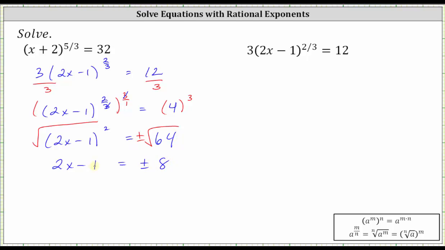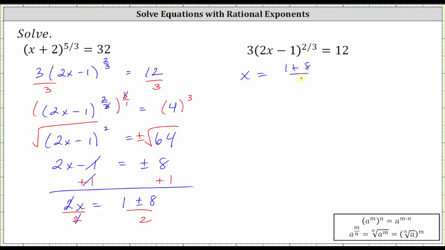The next step to solve for x is to add 1 to both sides. Simplifying, we now have 2x is equal to, let's write the right side as positive 1 plus or minus 8. And our last step to solve for x is to divide both sides by 2. Now notice how because of the plus or minus, we are going to have two solutions. Simplifying, one solution is x is equal to the quantity 1 plus 8 divided by 2. And the other solution is x equals 1 minus 8 divided by 2.